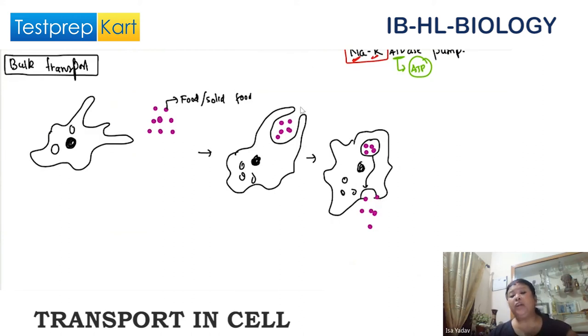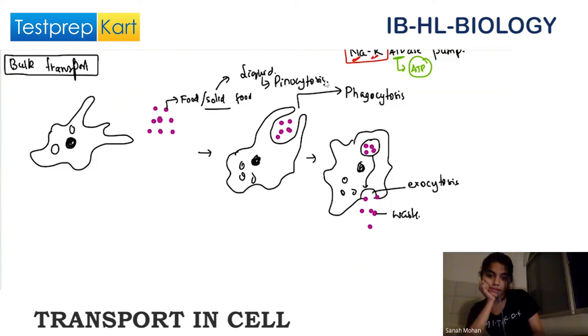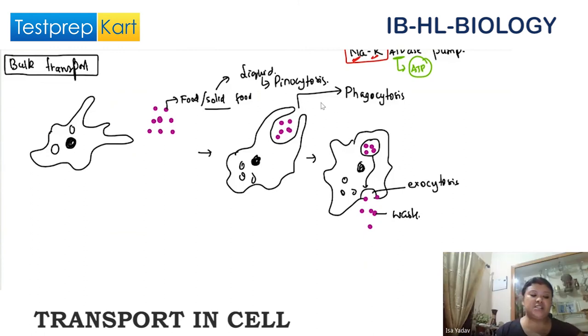So two things we studied. The engulfing of the solid food by the amoeba is called phagocytosis. After the digestion, whatever the waste was there, that is expelled. This is called exocytosis. And suppose, for example, instead of solid, liquid food was taken, then it is called pinocytosis. Okay. Bulk transport.